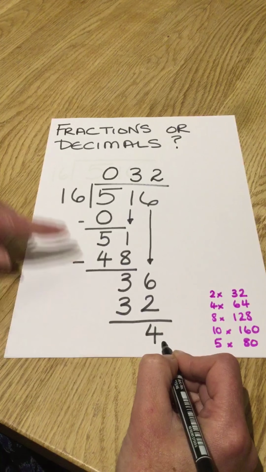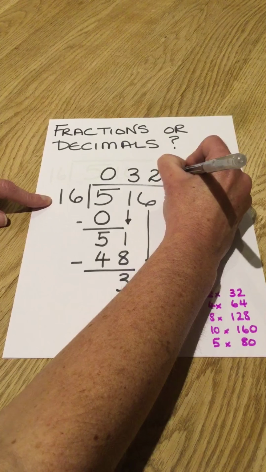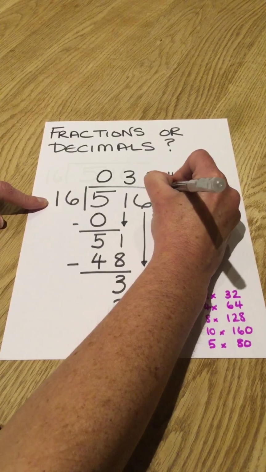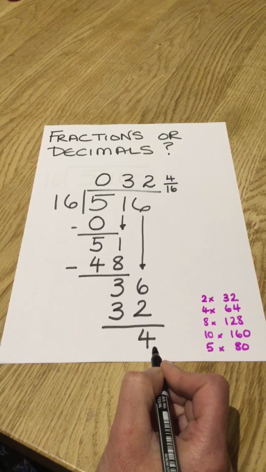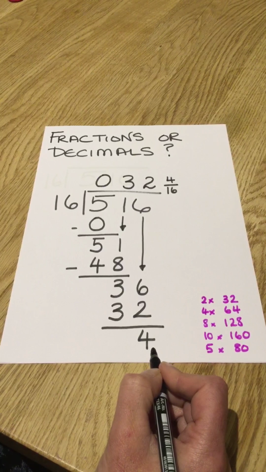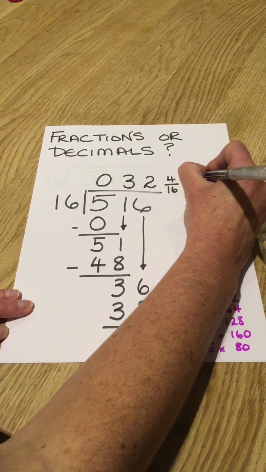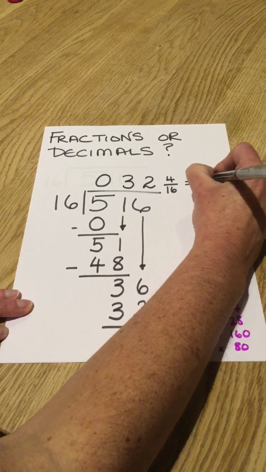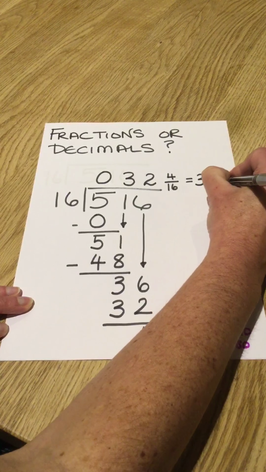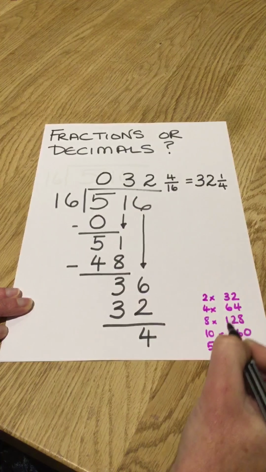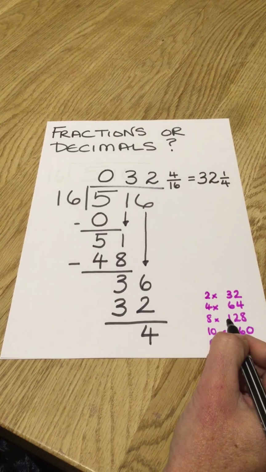4 cakes divided by 16 people. 4 cakes divided into 16 people gives us 4/16. I know you'll all remember simplifying fractions. And we know that that can be simplified to be 1/4. So my answer is 32 1/4.